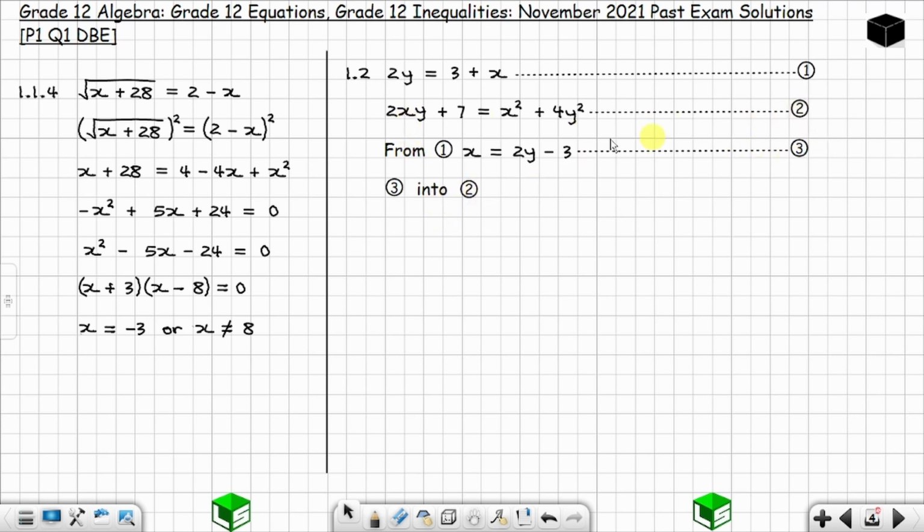So this is 2. You have 2xy. What is your x? Your x is 2y minus 3. So you have 2 times (2y minus 3) times y, plus 7, equal to x squared. You substitute this in the place of x. Remember it's squared, so (2y minus 3) squared, plus 4y squared.